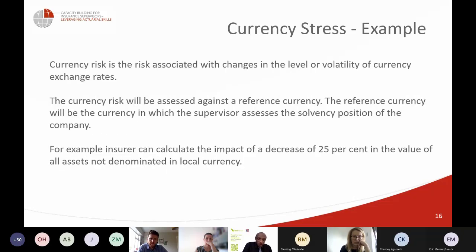Currency, here the first key thing is that you need to assess them against a reference currency, and in our case the reference currency will be the local currency in your market. So if a company has assets that are denominated in euro, if you converted that into Ugandan shilling, will there be a gain? Will there be a loss? If it's dollars, will there be a gain? Will there be a loss? It's really important to look at the impact on the value of assets that are not denominated in your local currency.